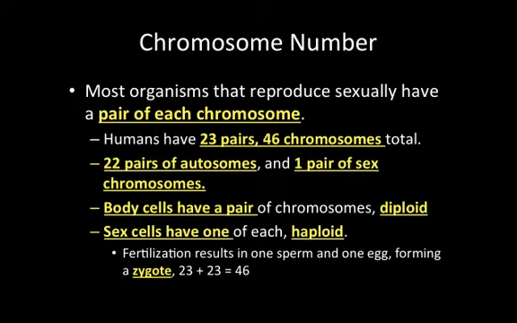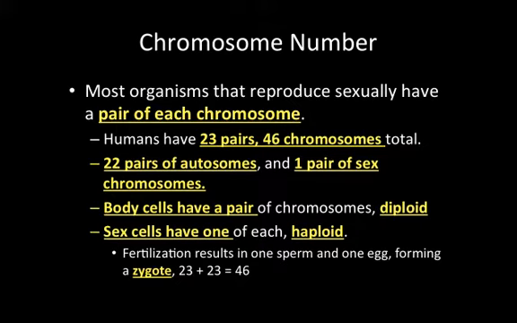Something that we need to understand is chromosome number. So I want you to think about humans and the number of chromosomes that they have. Most organisms that reproduce sexually end up having pairs of chromosomes. One comes from mom, and one comes from dad. The number of pairs is different for each animal, but one chromosome out of each pair comes from mom, and the other comes from dad. In humans, we have 23 pairs of chromosomes, so we have 46 chromosomes in total.